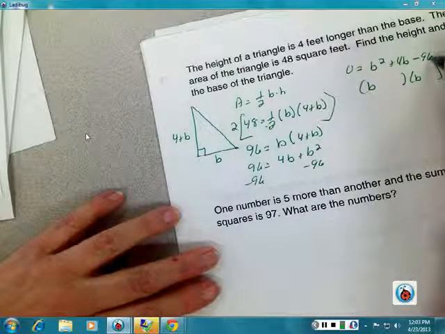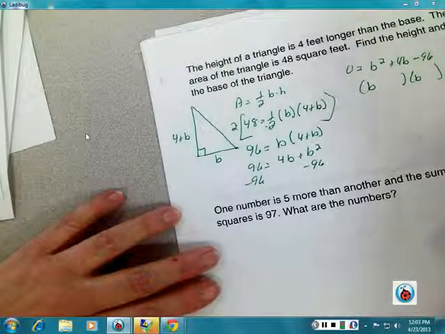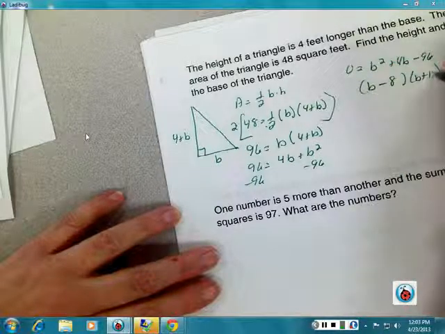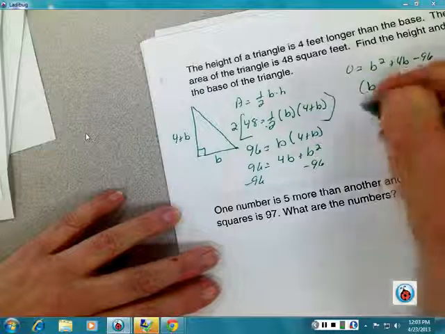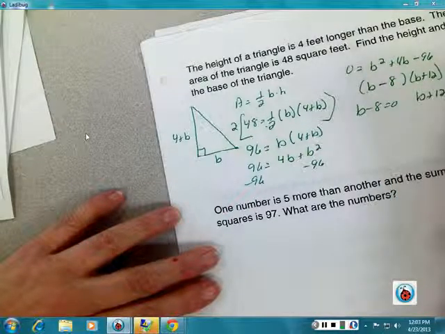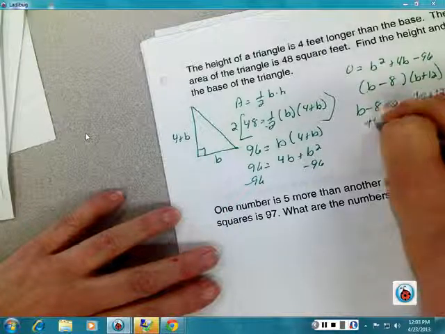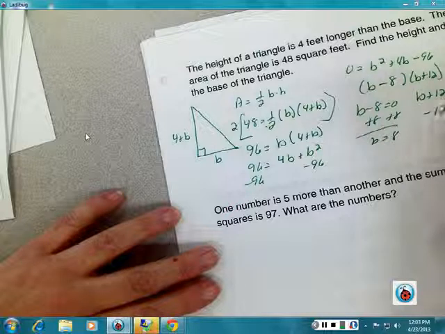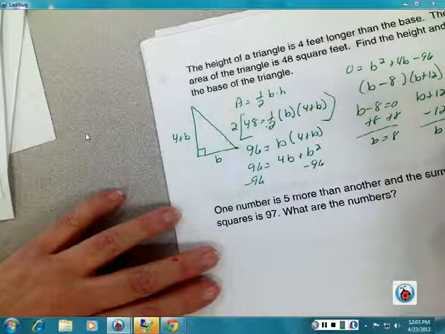96 factored is 8, negative 8, and a positive 12 will give me my pieces. So b minus 8 equals 0, b plus 12 equals 0. So add 8, b equals 8, minus 12, b equals negative 12.